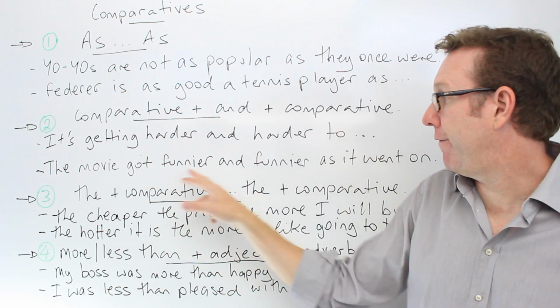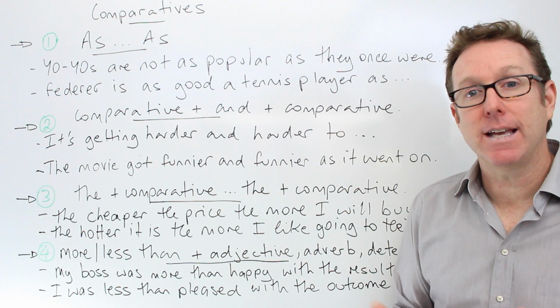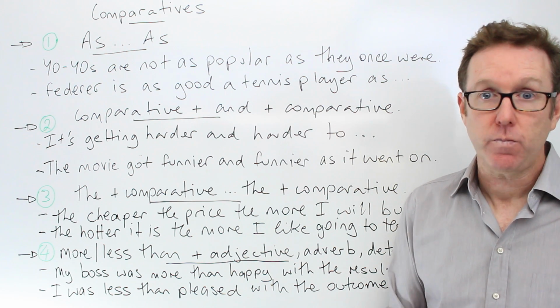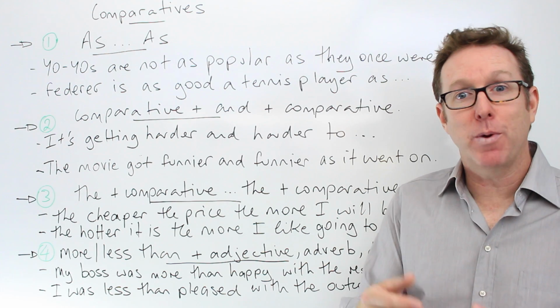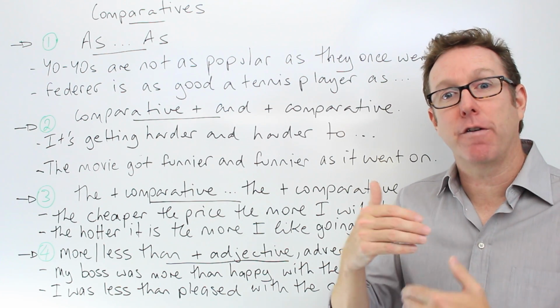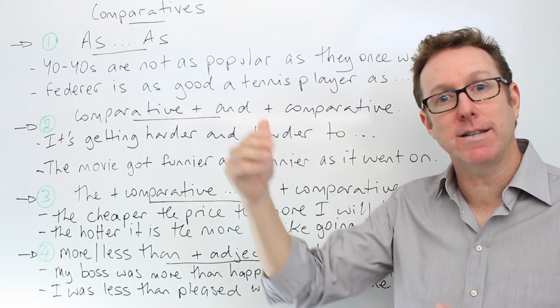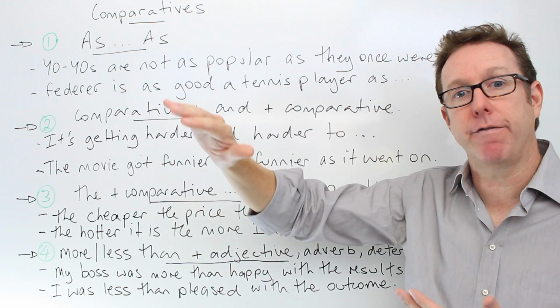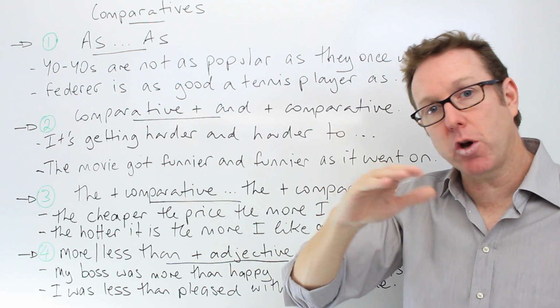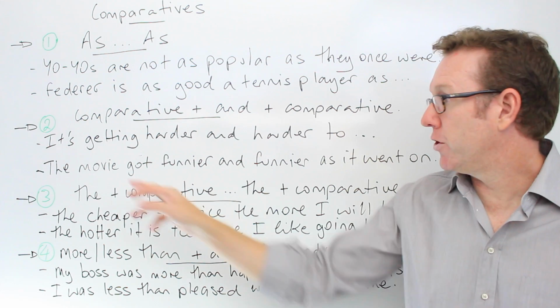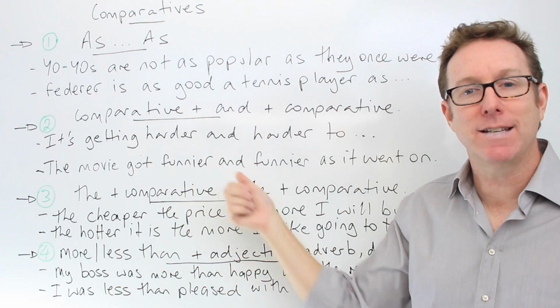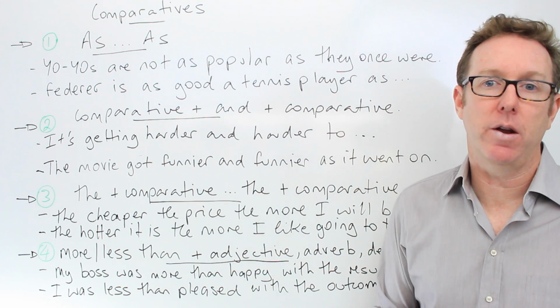And in the second example here, we can also see that we're showing gradual increase as well. So the movie got funnier and funnier as it went on. So it started off being not too funny, but it started to get funny, and then it got funnier and funnier as it went on. So it gradually got funnier. If we wanted to show decrease, we would probably use less and less. So the movie got less and less funny as it went on.